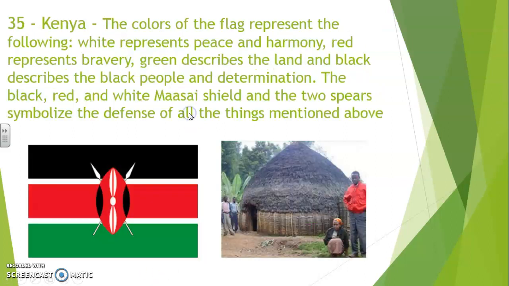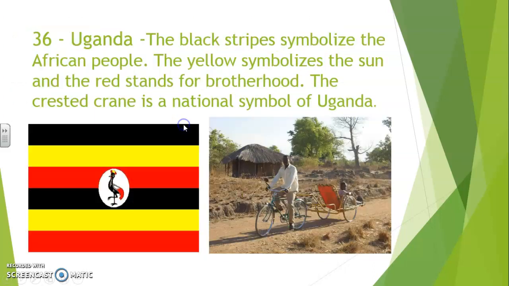So 34 is Ethiopia. 35 is Kenya. Getting to more mountainous land now. And again, you can see the colors. Got that interesting shield here with two spears on it, representing different things that you see above. And over here, you see what a house looks like in the rural setting of Kenya. Way different than our houses. Some of you live in the country, and we don't live in that.